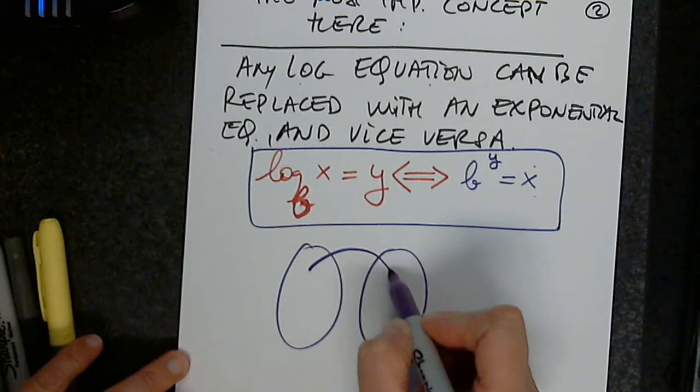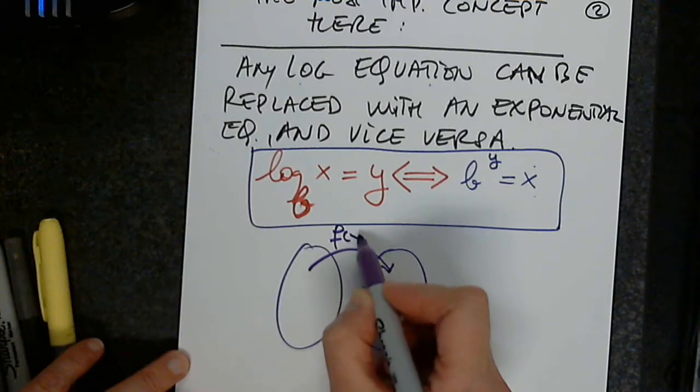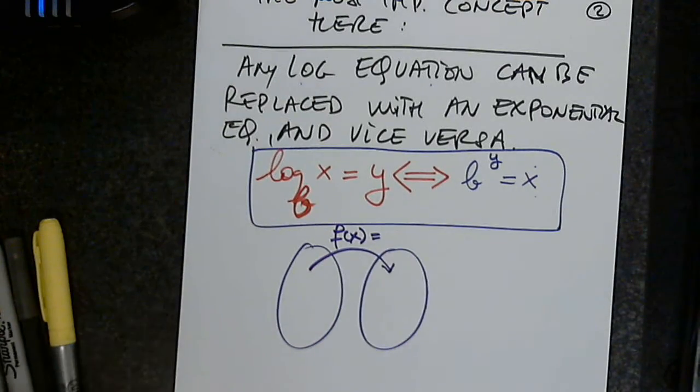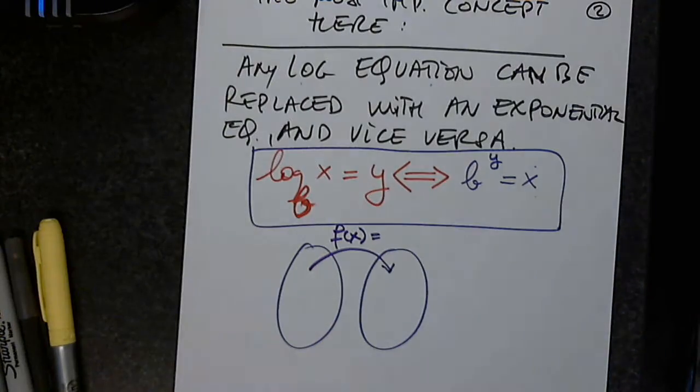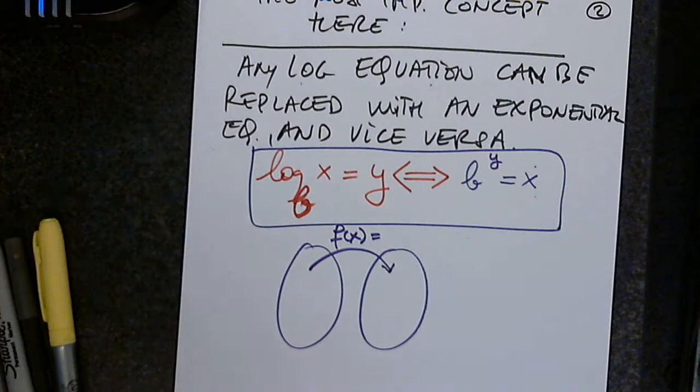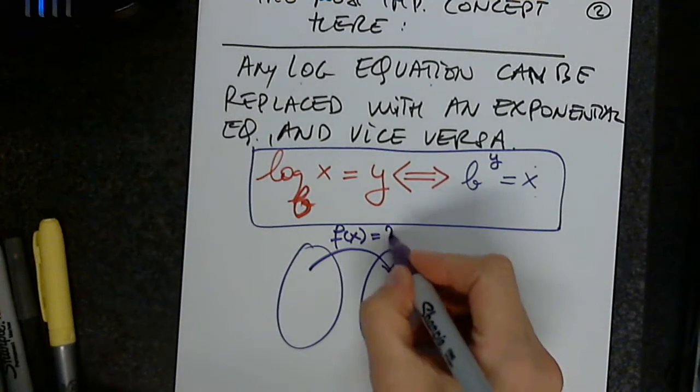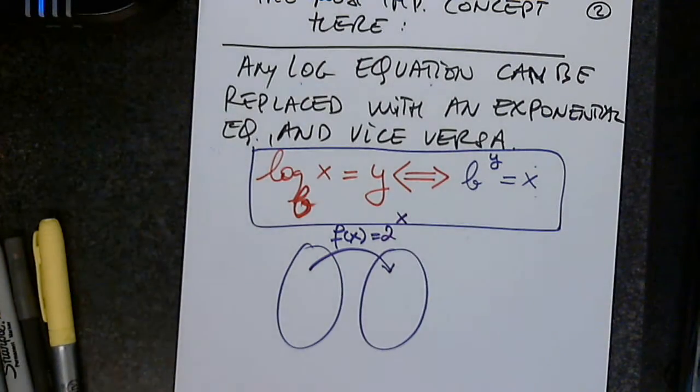Give me an exponential function. Pick an exponential function that you want to work with. Any exponential function. 2x equals 4 is not exponential. 2 to the x, that's good enough. 2 to the x is an exponential function.